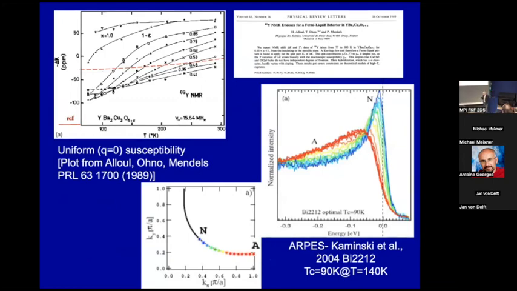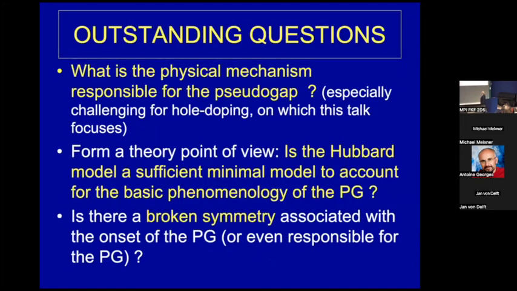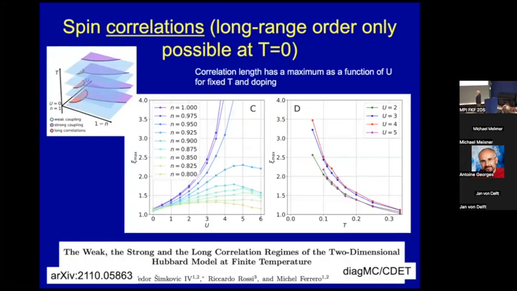We know that the suppression of this density of excitations takes place at the antinodes, and that the nodes have relatively well-preserved quasi-particles in the underdoped regime. We know that from ARPES. Okay, so there are a few outstanding questions in relation to the pseudogap. What is the physical mechanism? And is the Hubbard model a sufficient minimal model to account for the basic phenomenology of that pseudogap? Okay, so what do we know?